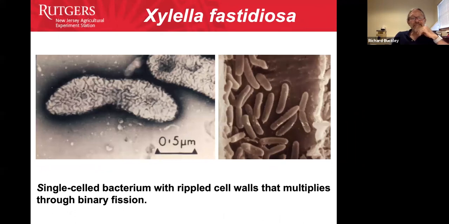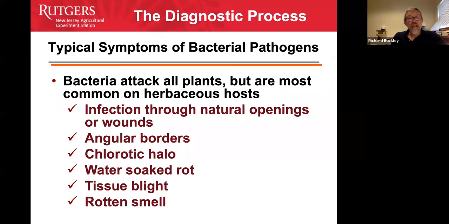This is a bacteria, right, moving right along. Bacteria are single-celled organisms. They're really simple. They divide about every 20 minutes. Bacteria make toxins and enzymes within a sugar polysaccharide matrix. They live in colonies. And so they get into plants through natural openings or wounds, right?